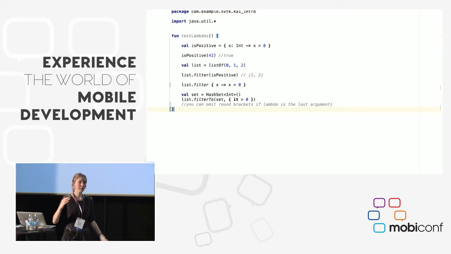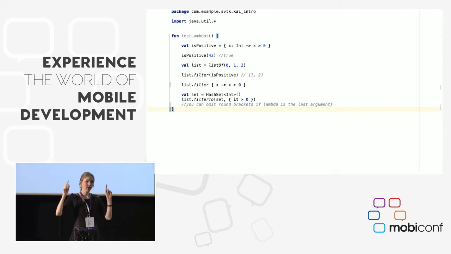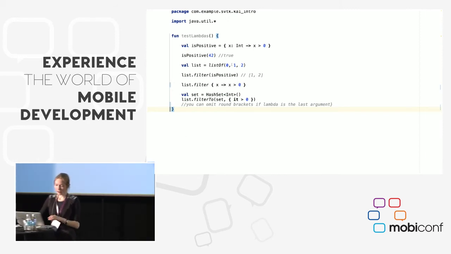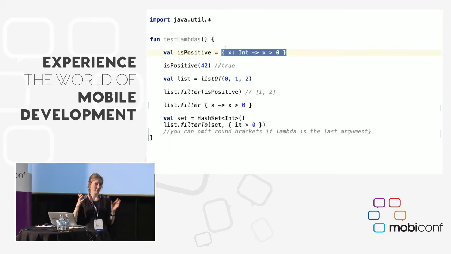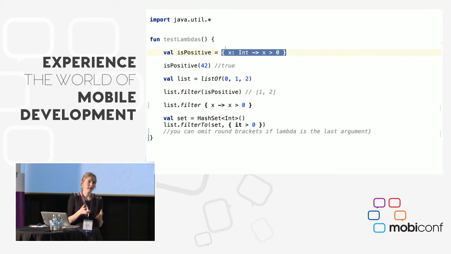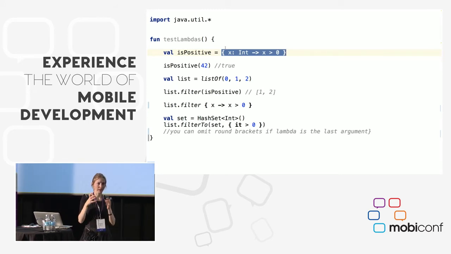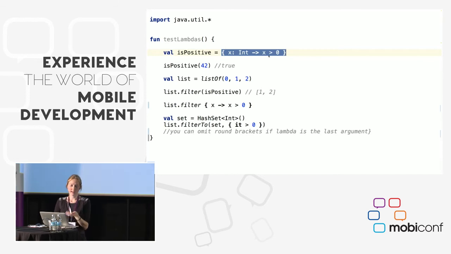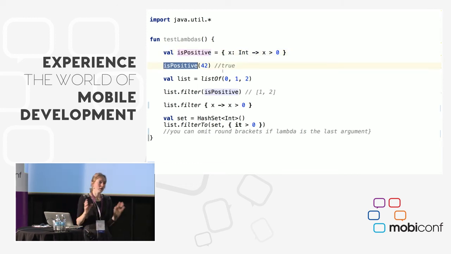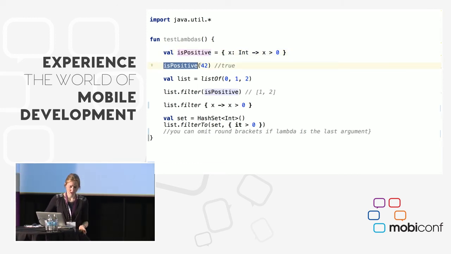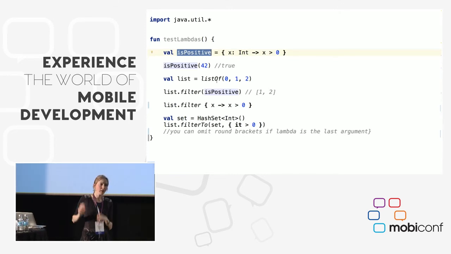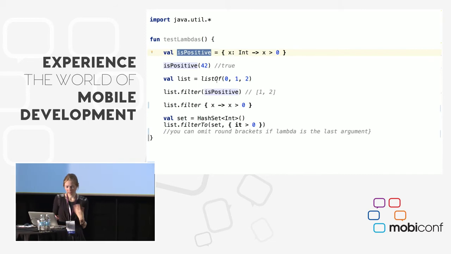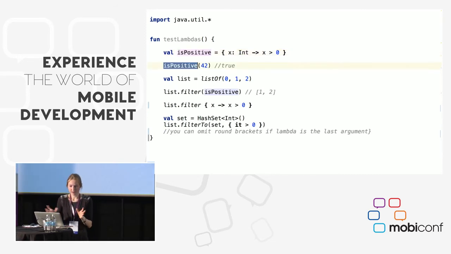So in Kotlin, a lambda is always placed inside curly brackets, like this. This is an expression of function type that has an int value as a parameter and returns, in this case, a Boolean value as a result. So we can use this expression just like a usual function. You can call it with an argument and it returns true. But what's more important, you can pass it as an argument to other functions that on their side need a function parameter, like this.